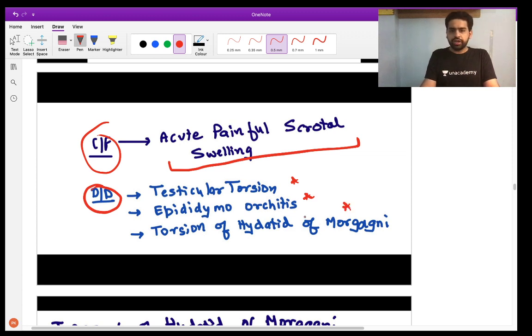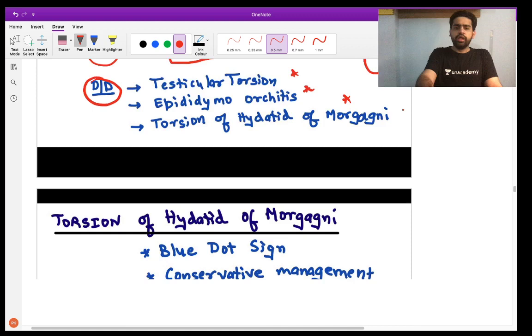What is this torsion of hydatid of Morgagni? We have testes over here, and over the top we have this remnant of the embryology, that is basically hydatid of Morgagni. Now you can see this is a pedunculated structure, so yes, very easily it can rotate on itself. If it rotates on itself, what will happen? The blood supply to this will get reduced, and over a period of time it will undergo ischemia and necrosis. So this is something you need to remember.